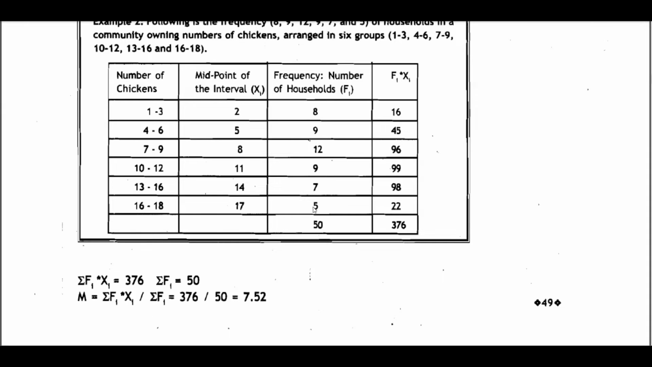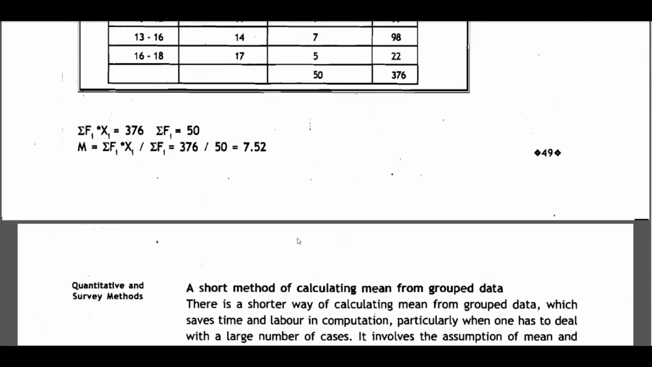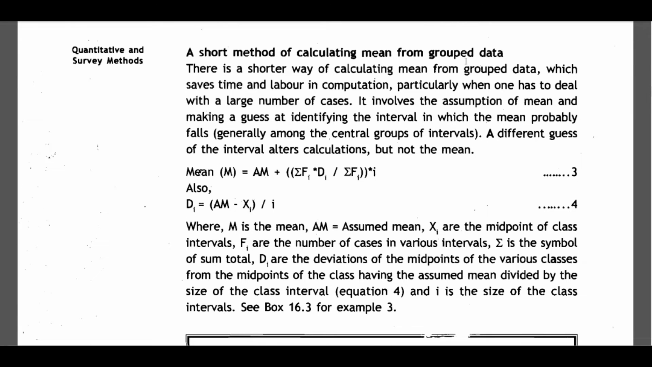So the total number of households becomes 50, and 16 is the midpoint of the interval that we have taken and multiplied, so we get this value and sum it up. Here also we divide it by the total number, and it becomes 7.52. So that is a short method of calculating mean from grouped data.